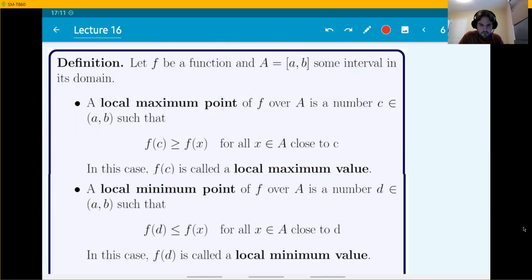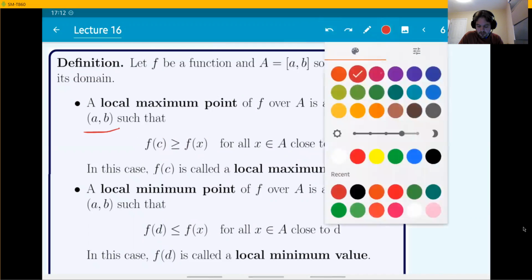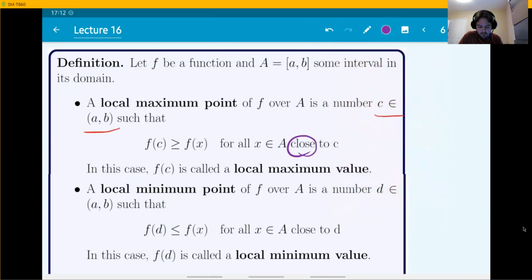So a local maximum point of the function over A, by definition, is a number c in the open interval, such that f of c is larger than or equal to the f of x's. This time not for all x's, but only for the x's that are close to it. This is what qualifies this as local, because it's only the points which are close to it. And in that case, the value f of c is called a local maximum value.